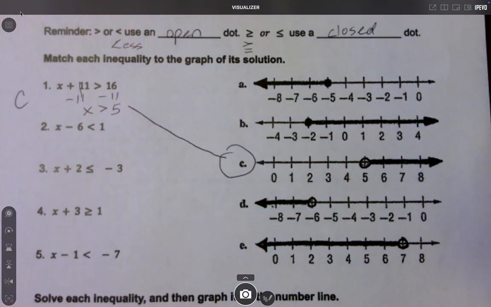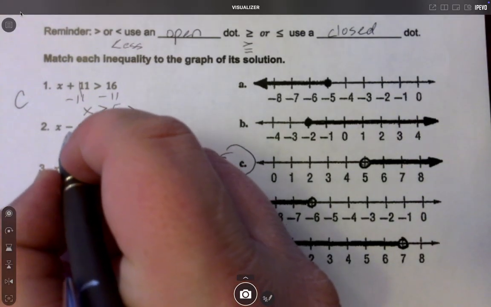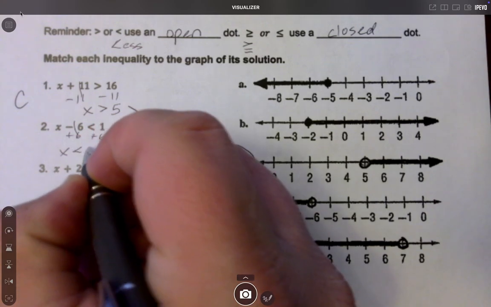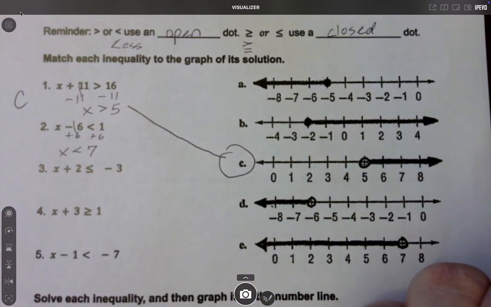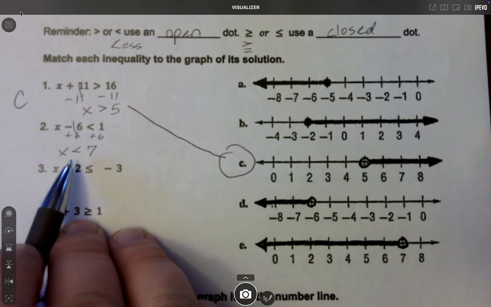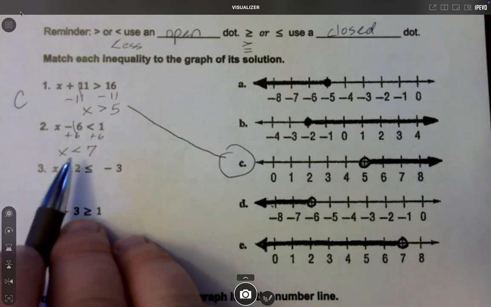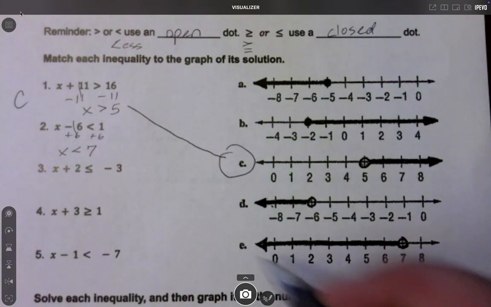Okay, for number 2, x minus 6. So the opposite of subtracting 6 is adding 6. That gives us x is less than 7. Okay, so we need an open circle or open dot, and it needs to be on the number 7. And it's going to shade numbers smaller than 7. So that means our answer is E.